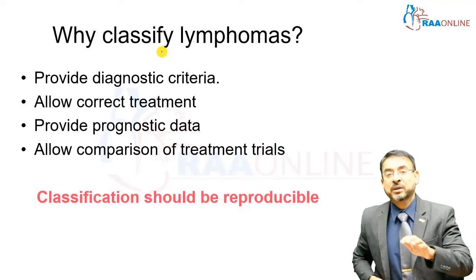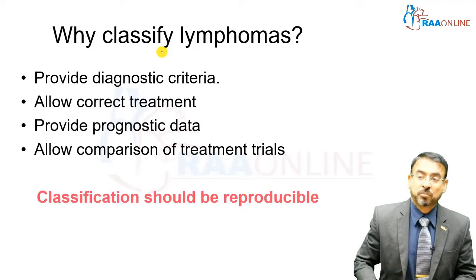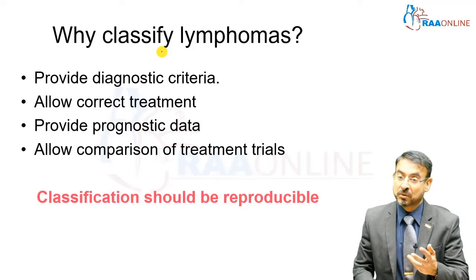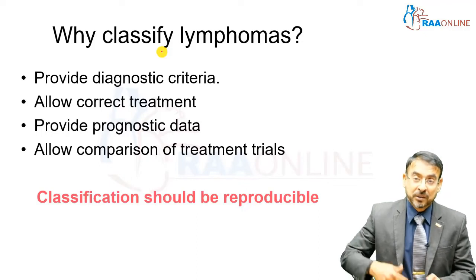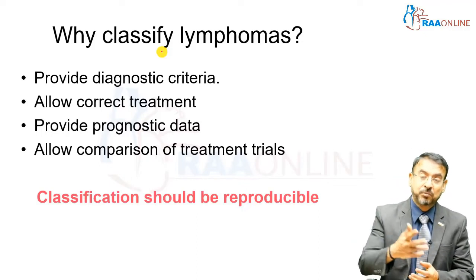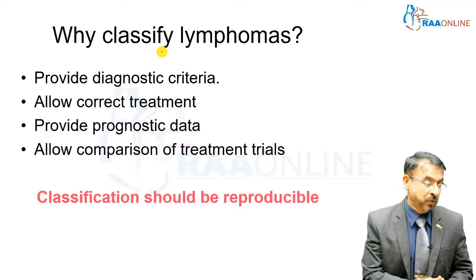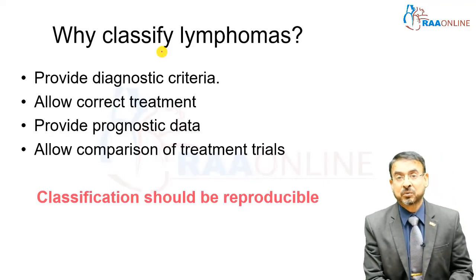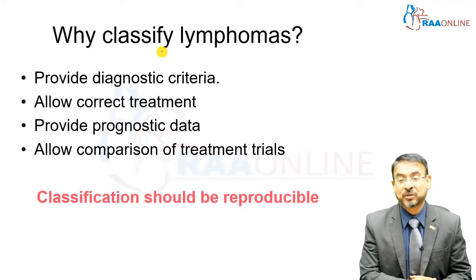For example, you may realize that a peripheral T-cell lymphoma has a much poorer prognosis when compared to a B-cell follicular lymphoma. And this is also going to help you to compare treatment trials. In terms of clinical trials, if you are in pharmacology, or in the industry and you want to do some chemotherapy, this is really going to help you in comparison of treatment trials.